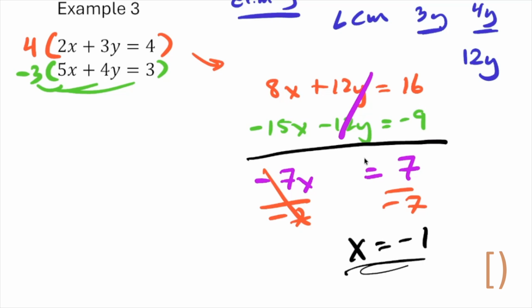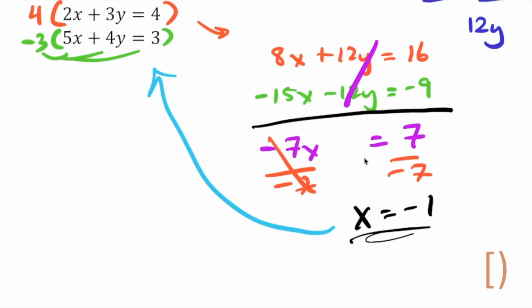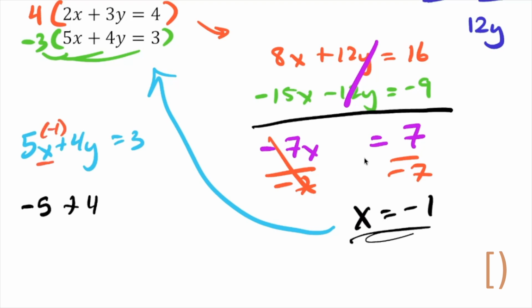So we're going to substitute our x back into any one of the original ones. It does not matter. I'm going to pick the bottom one, I guess. 5x plus 4y equals 3. And now we know x is -1. So this is a -1. So we're going to get -5 plus 4y equals 3. And we just have to solve this for y.